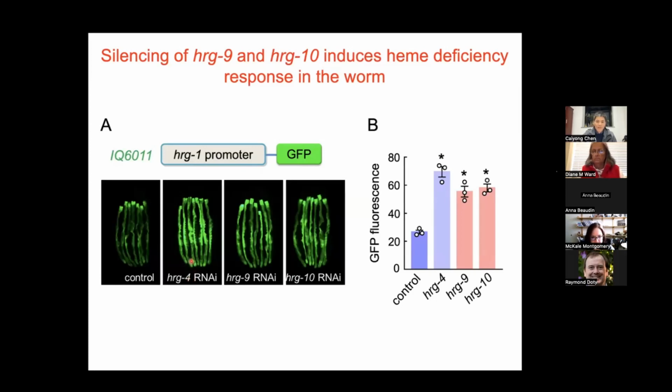So knockdown of HRG4 leads to increased GFP expression, indicating heme deficiency in this worm. And similarly, we found that knockdown of HRG9 and knockdown of HRG10 both increased the GFP expression, suggesting that these worms are also heme deficient. Panel B is a quantification of the GFP intensity in the worms.